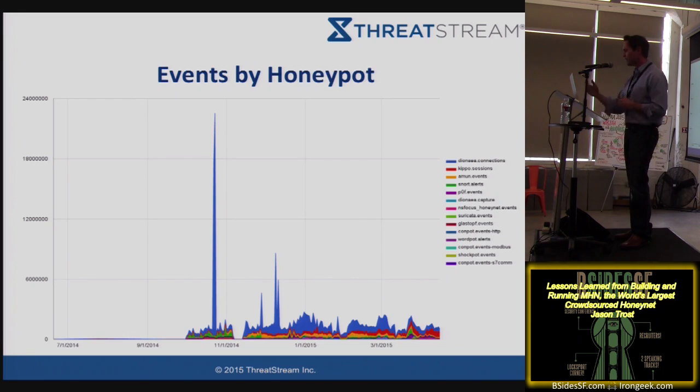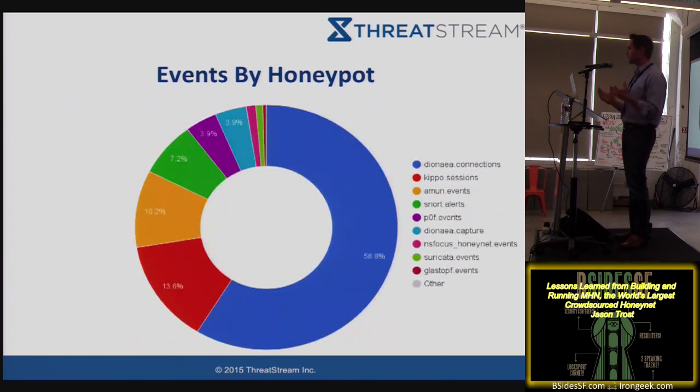Amun is the third one, which I thought was actually kind of surprising since we added support for that fairly late. And then Snort, P0f, and then the others. Here's another view of the data. So this is events by honeypot showing percentage of the events. So like I mentioned before, Dionaea is number one.